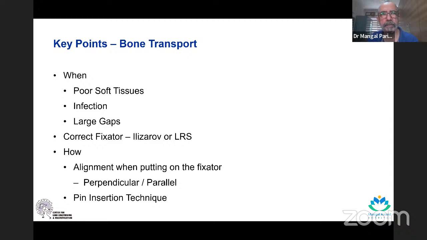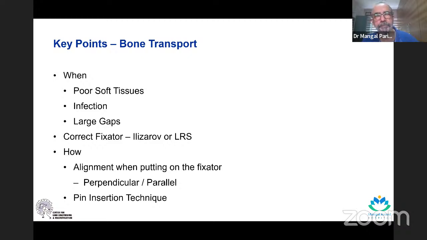So there is no fight between an Ilizarov and an LRS. It is what fixator is adequate for the purpose. So the smaller the fragment, more difficult the situation, or poorer the quality of the bone, the more I would tend towards using an Ilizarov. And how to do it is, as I said, take care of alignment when you put on the fixator.